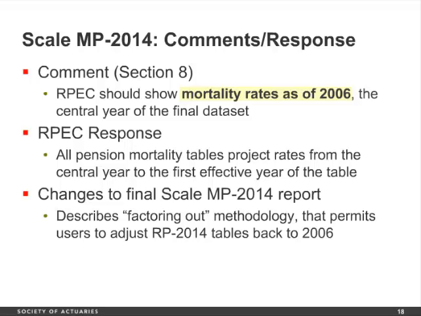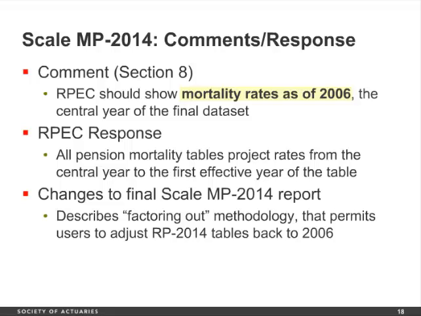The only thing that's different here is that this is the first time that the projection that we used actually is based on a mortality projection scale that could be varied if you want to vary it now with an alternate assumption set. So there was a change to the final scale MP-2014 report that we wanted to include just to accommodate that situation, a possible situation.